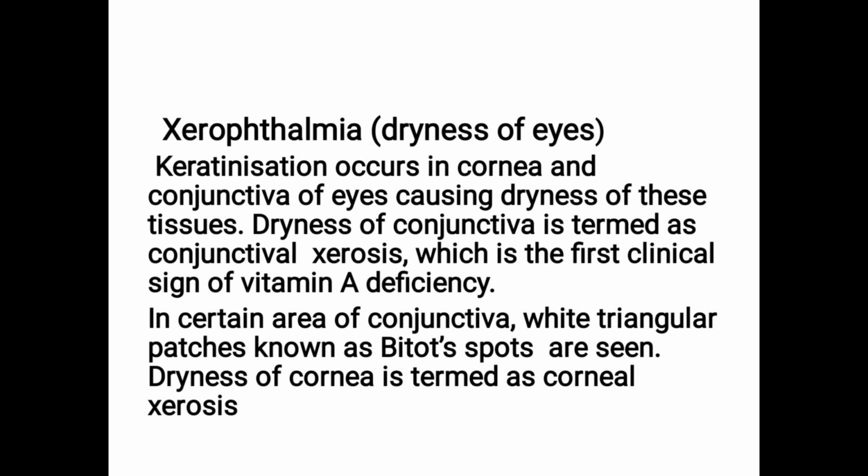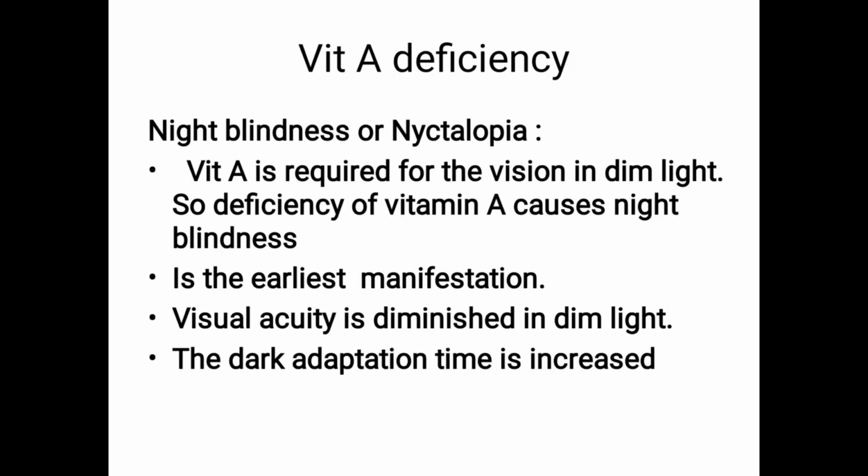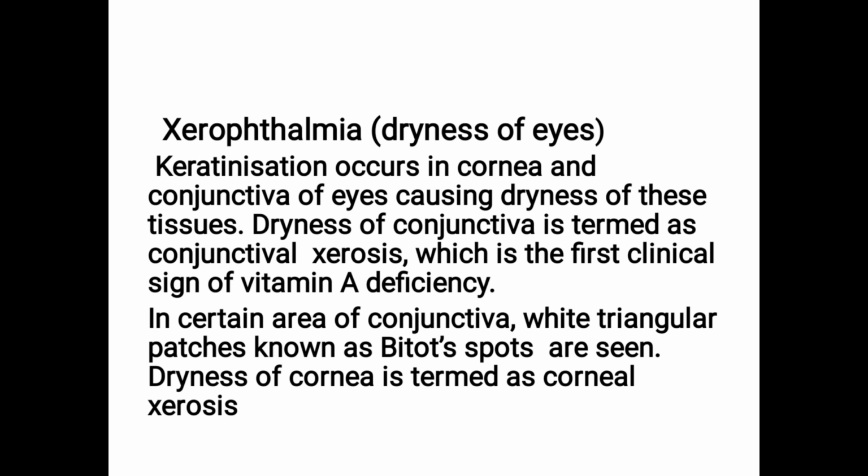Dryness of the conjunctiva is termed conjunctival xerosis, which is the first clinical sign of vitamin A deficiency. What is xerosis? Dryness of the conjunctiva is termed conjunctival xerosis. The cause is vitamin A deficiency. Night blindness is the earliest manifestation, but clinical signs occur here. This is the first clinical sign of vitamin A deficiency: xerosis, that is keratinization of the conjunctiva, dryness of the conjunctiva. In certain areas of the conjunctiva, white triangular patches called Bitot spots are seen. Dryness of the cornea is termed corneal xerosis.